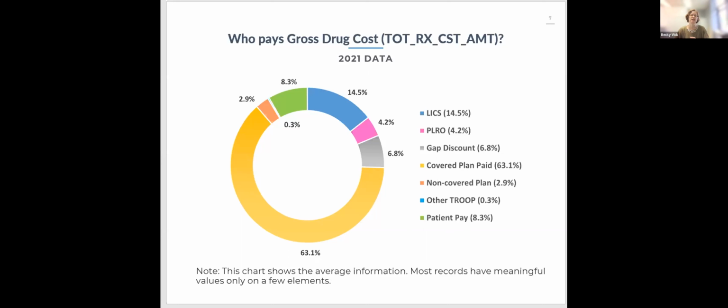And just to let you know, most drug events aren't going to have all of these components. Most won't have values greater than 0 for all of these components. They'll just have values greater than 0 for a few of them.